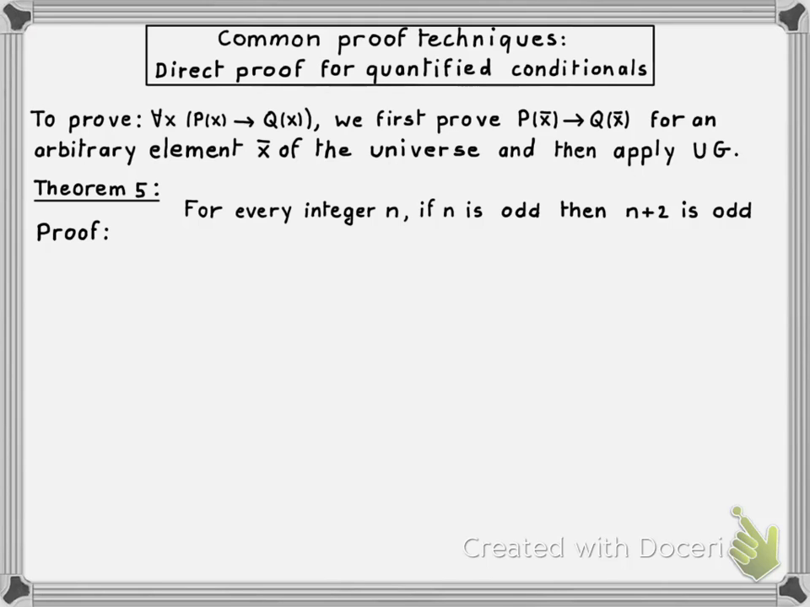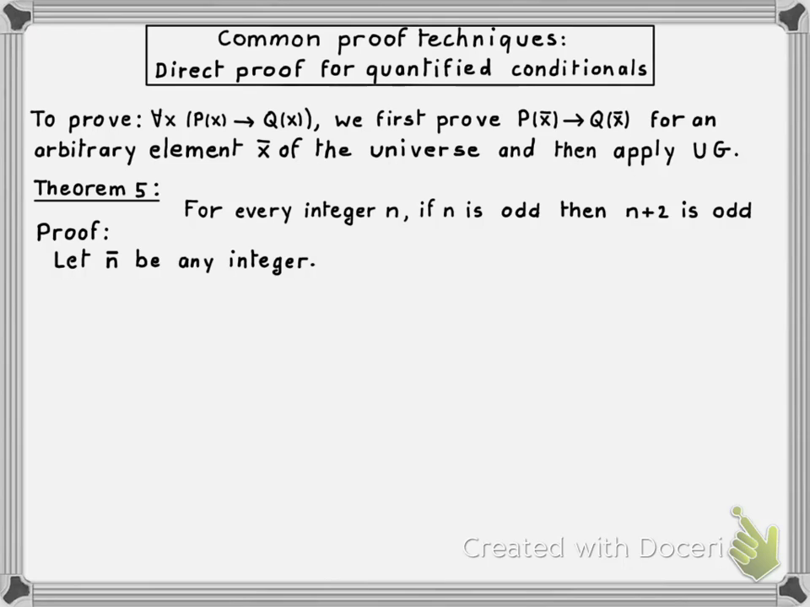Let's start the proof. First, we need to pick an arbitrary value in the domain for the variable. So let n bar be an arbitrary integer. I'm using the bar over the variable one more time here despite what I said earlier, just to make you comfortable with the fact that n bar is a specific but unknown integer. Now, we need to prove that p of n bar implies q of n bar.